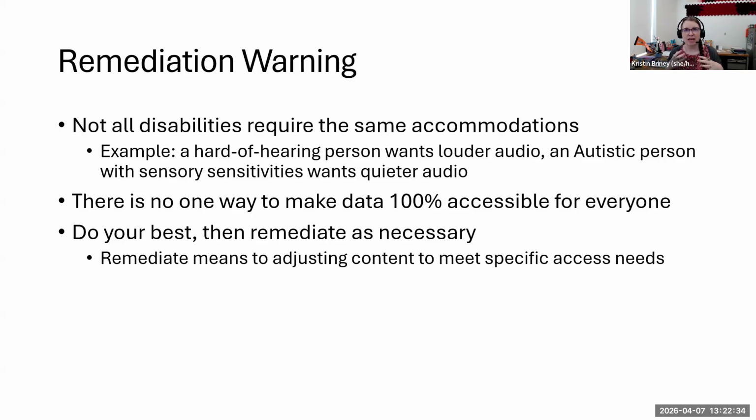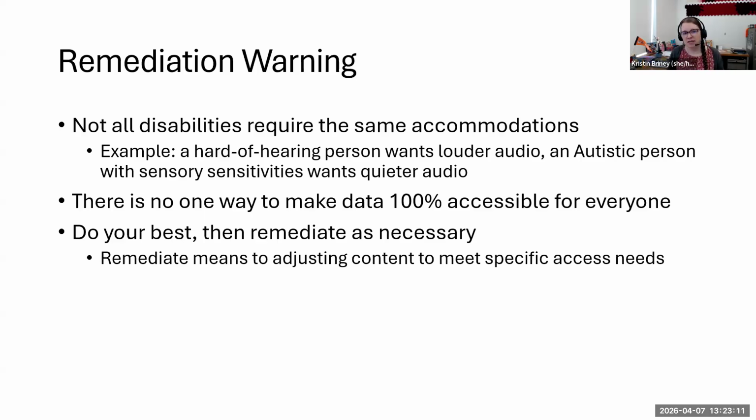If you have a video with sound, the hard of hearing person is going to want louder audio and the autistic person is going to want quieter audio. Maybe they have a sensory sensitivity. And so these two disabilities conflict. This is less of a remediation issue because you can adjust the volume, but we can imagine other scenarios where we create an accessible data set, but there is a particular need from a particular person with a particular disability that we need to remediate that file for, that we need to change that file for, that we may need to make it accessible for that specific person with those specific needs.